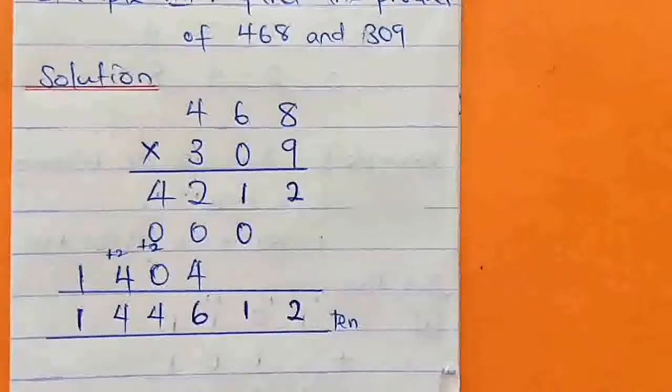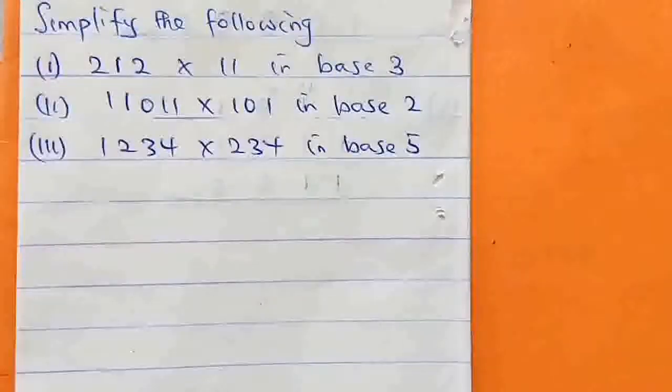Therefore, we are going to do multiplication in other bases. We are to simplify 212 times 11 in base 3, 11011 times 101 in base 2, 1234 times 234 in base 5.